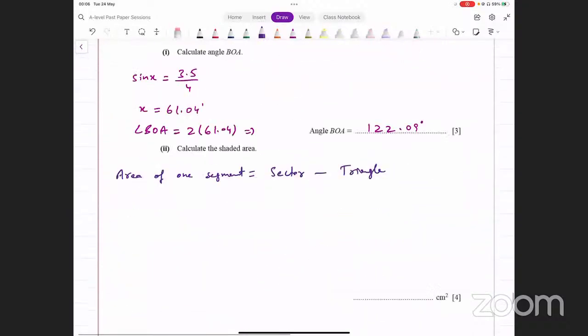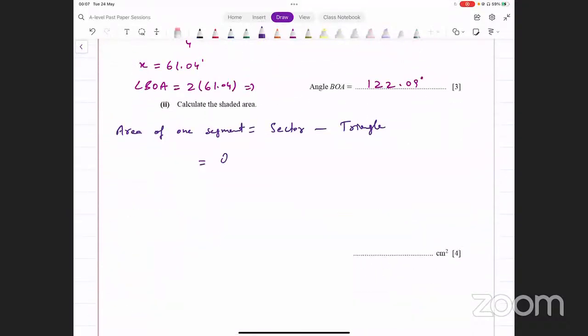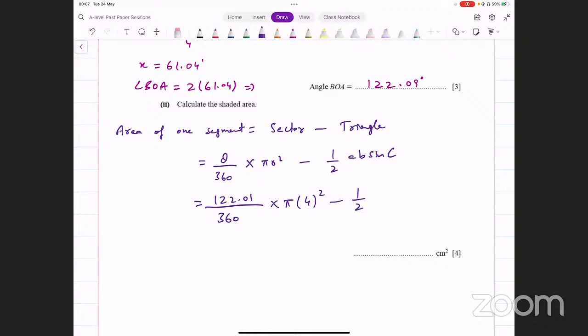सेक्टर का एरिया कैसे होता है, कैसे आता है? थीटा ओवर 360 इंटू पाई आर स्क्वायर. ट्रायंगल के लिए क्या कर सकते हैं यहाँ पे? हाफ इंटू ए बी साइन सी. थीटा क्या है? 122.09 डिवाइडेड बाय 360 इंटू पाई इंटू रेडियस का स्क्वायर, रेडियस इज 4. आपके पास सेक्टर आ गया. सब्ट्रैक्ट फ्रॉम दैट हाफ इंटू ए बी साइन सी.